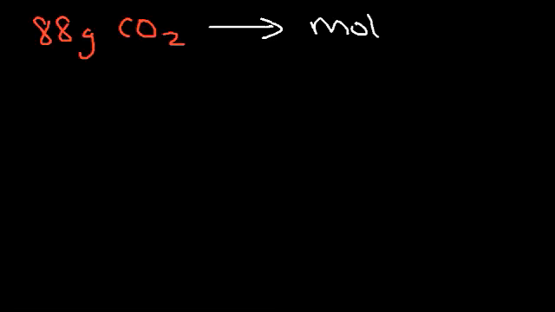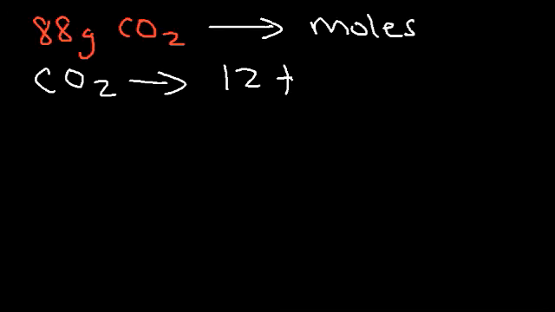So now it's your turn. Convert 88 grams of carbon dioxide into moles. So the first thing I would do is find the molar mass of carbon dioxide. Whenever you want to convert from grams to moles or moles to grams, you need to find the molar mass. So the molar mass for carbon is 12, and for oxygen it's going to be 16, but there's 2 of them, so let's multiply that by 2. Now 2 times 16 is 32, and 32 plus 12, that's 44. So we have 44 grams per mole.